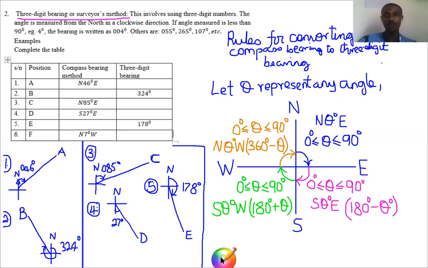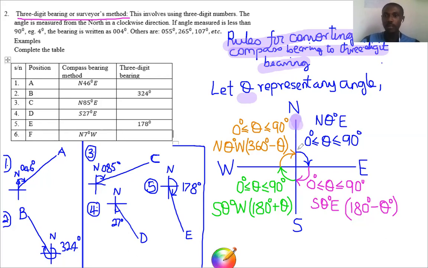Now, these are the rules. Look at the right side of this lecture. I'll quickly show you the rules. So here are the rules for converting from compass bearing to three-digit bearing. Please pay maximum attention. Let's take theta to represent any given angle. Now this is my north, this is the north, south, east, and west poles.